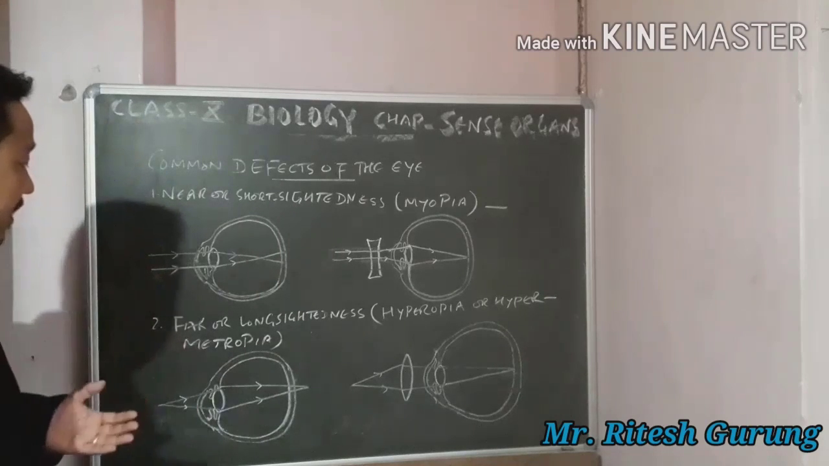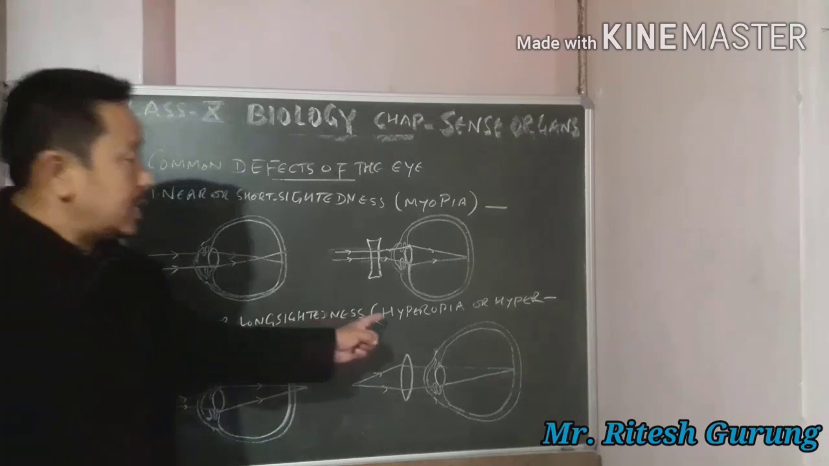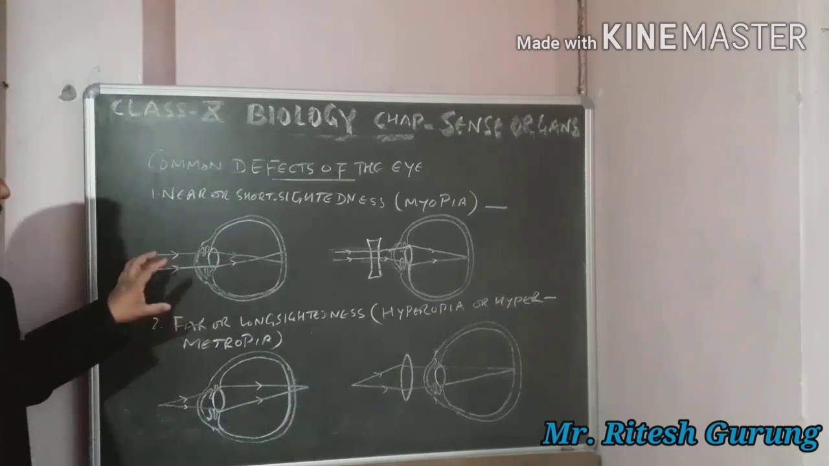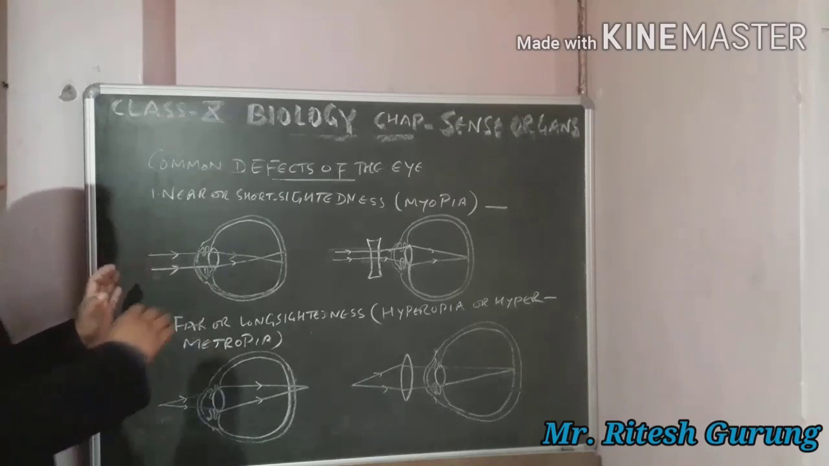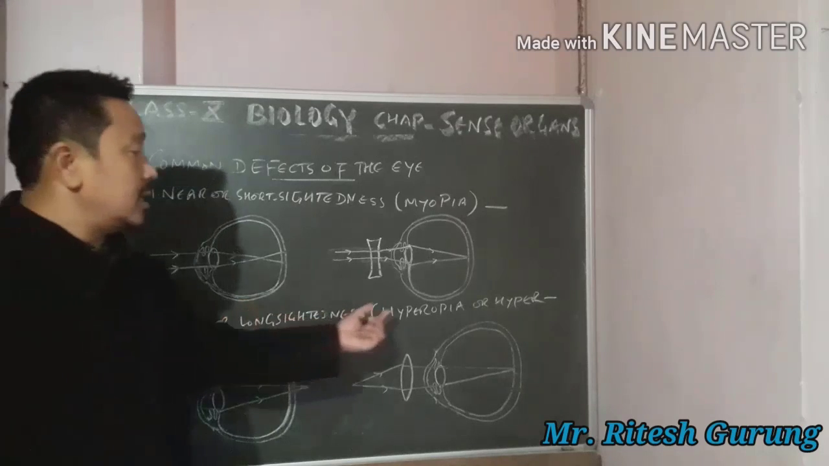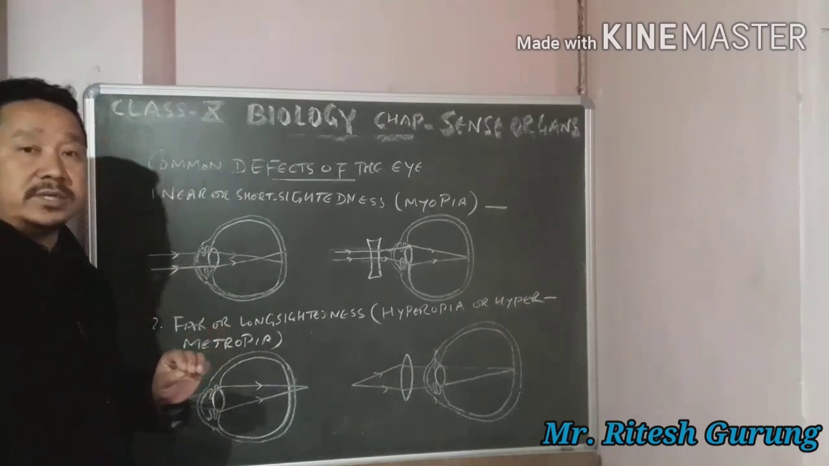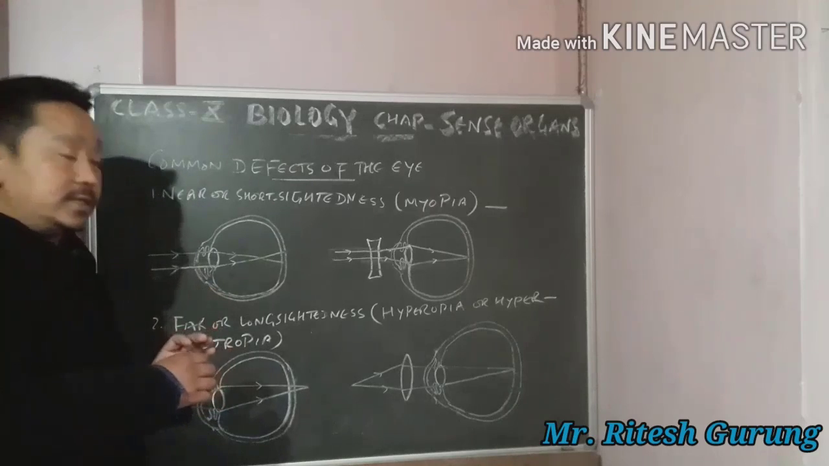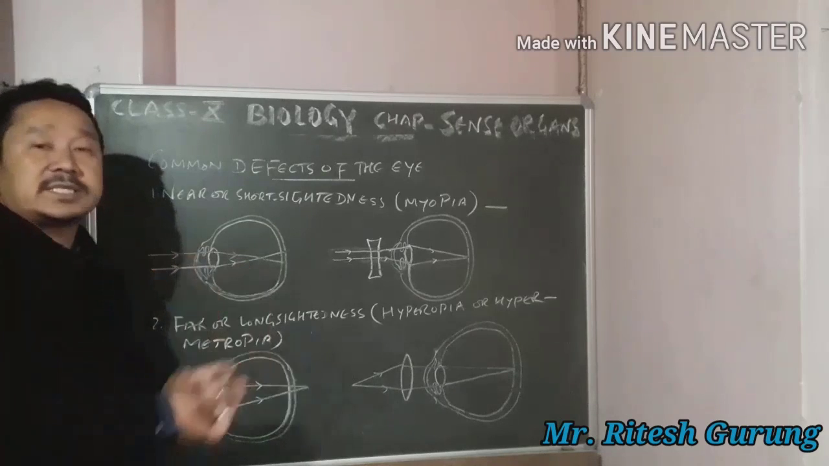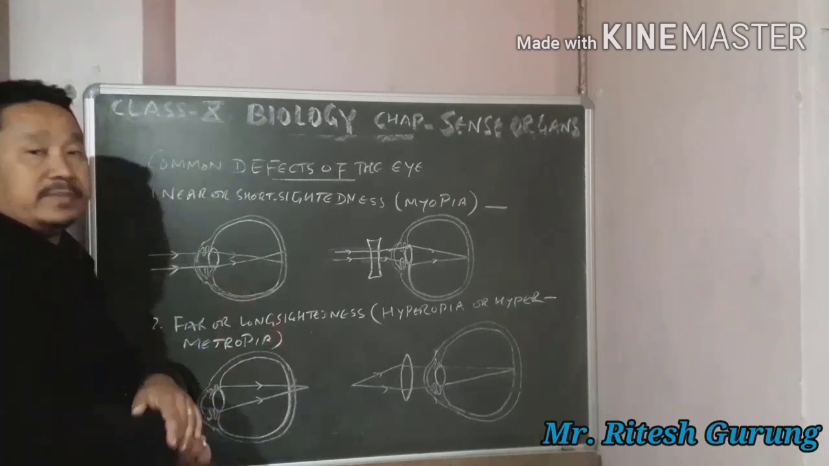Then the other one, just opposite to this, is far or long-sightedness, or hyperopia, also called hypermetropia. Please try to understand them by all these different names. In this condition, what actually happens is just the opposite: we can see distant objects clearly, but near objects are seen blurred.